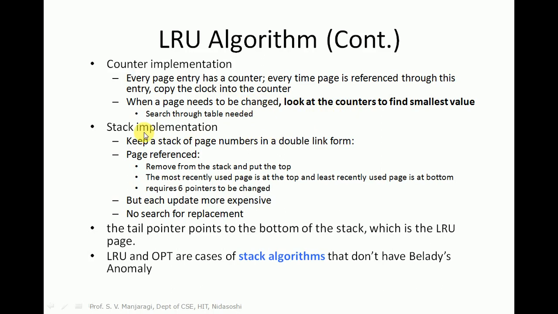And the second way of implementing LRU is stack implementation, and it is widely used in almost all operating systems. It is very easy to implement. Here we need to maintain a stack of page numbers in doubly linked form. Actually, the stack is implemented as a doubly linked list. In a doubly linked list we have two references, one in the forward direction and the other in the reverse direction, which is already learned in data structures.